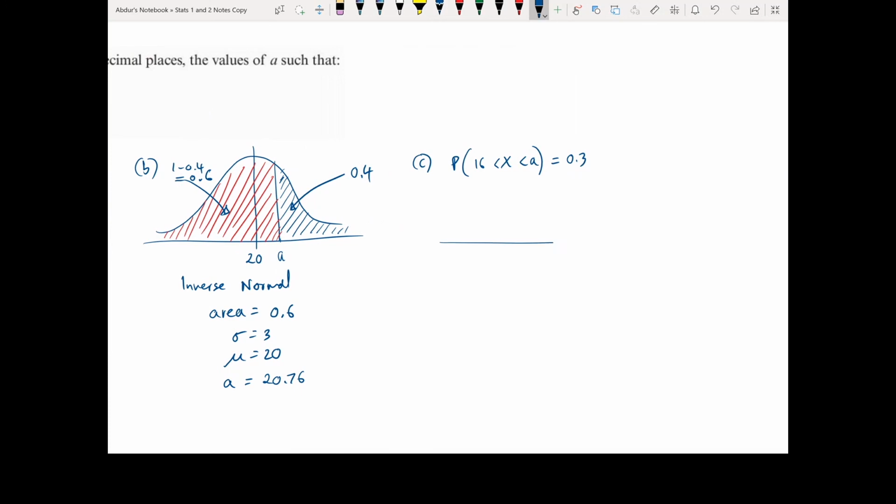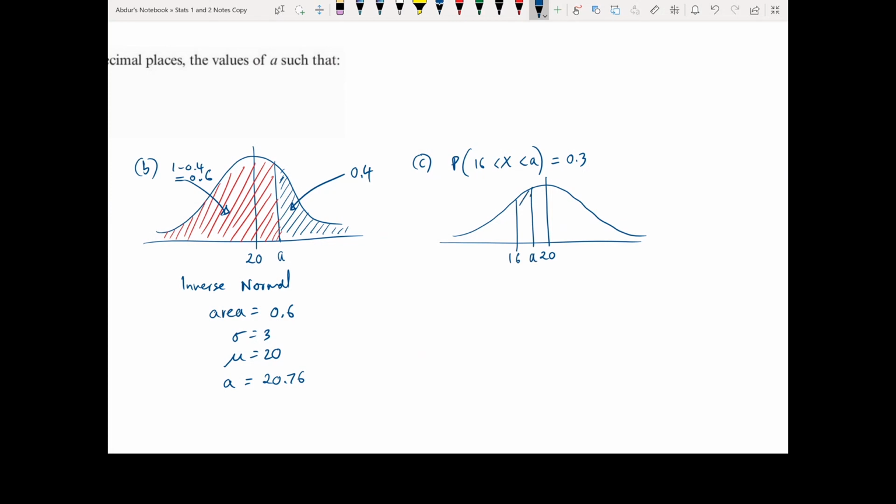So again, start by drawing our normal curve. Put in our mean value at the center. And we want greater than 16. So 16 is on this left-hand side. And less than A to be 0.3. Now, we're not sure where A is. It could be to the left of 20. It could be to the right of 20. Doesn't matter where I put it here for the time being. I'm just going to assume that it's on the left-hand side. It might not be, but it doesn't really matter. I'm going to put that down.